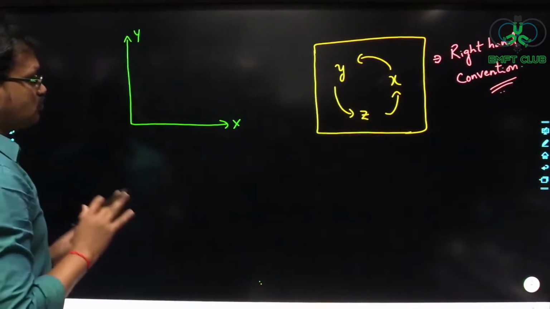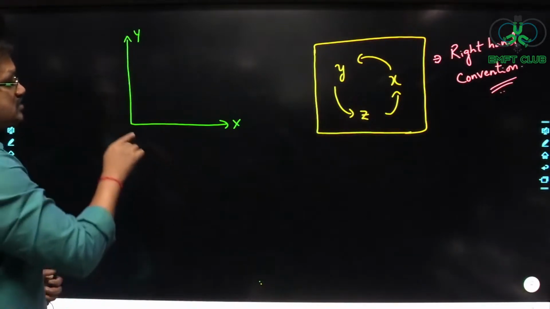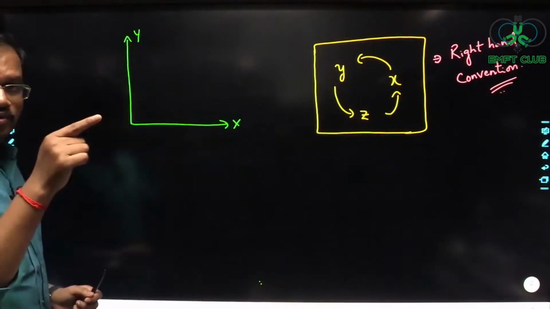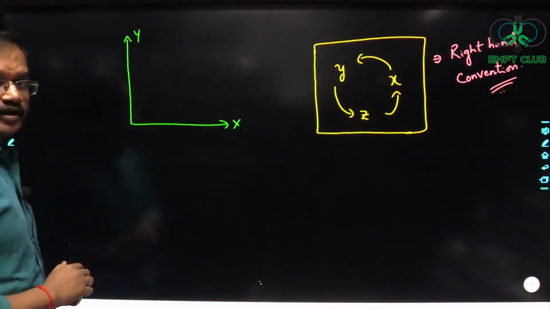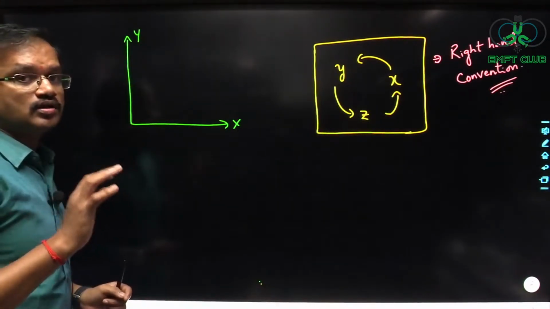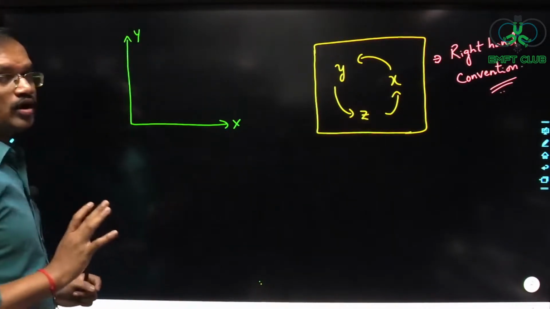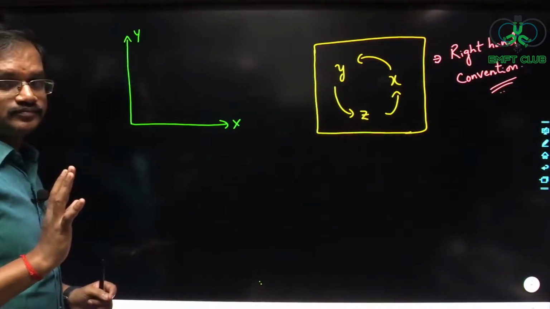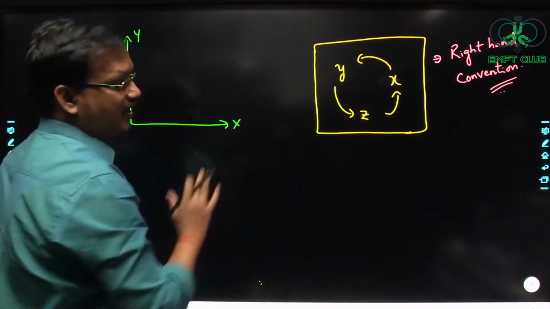Now the z axis must be perpendicular to both x and y. So I can draw the z axis either out of the board or into the board. But in which direction do I have to draw the positive z axis? In which direction will this third positive coordinate point? That is what I want to determine, and we can determine it by this right hand convention.